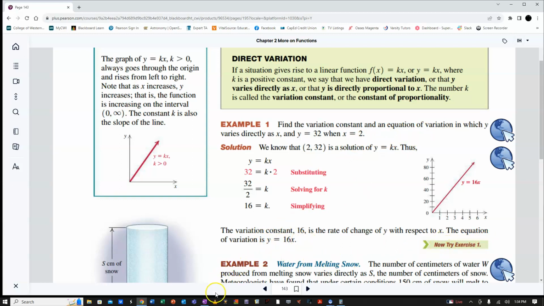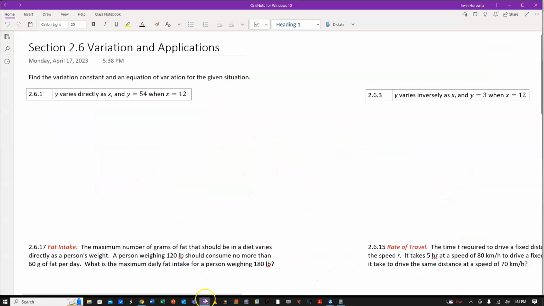We'll go ahead and do exercise number 1 now. In this exercise, we are told that y varies directly as x, and that y equals 54 when x is equal to 12. So all of these variation type problems will begin by you writing out the general form of that particular type of variation.